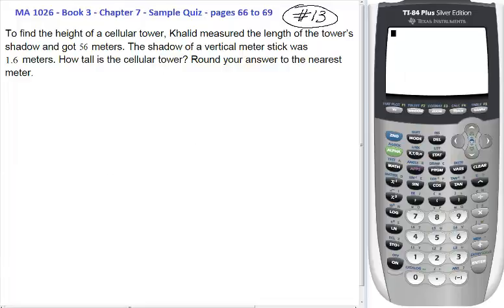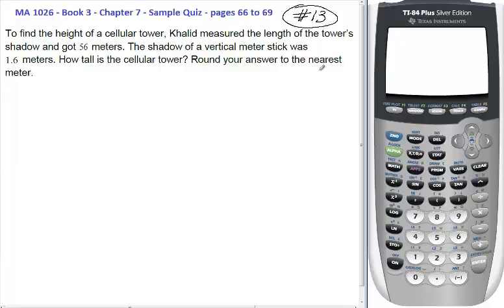Good day, students. Now we're going to look at the solution to number 13, the long answer, full solution question, part of your Chapter 7 sample quiz found in Book 3 of your ma1026 booklets. And this one reads, to find the height of a cellular tower, Khalid measured the length of the tower's shadow and got 56 meters. The shadow of a vertical meter stick was 1.6 meters. How tall is the cellular tower? Round your answer to the nearest meter.